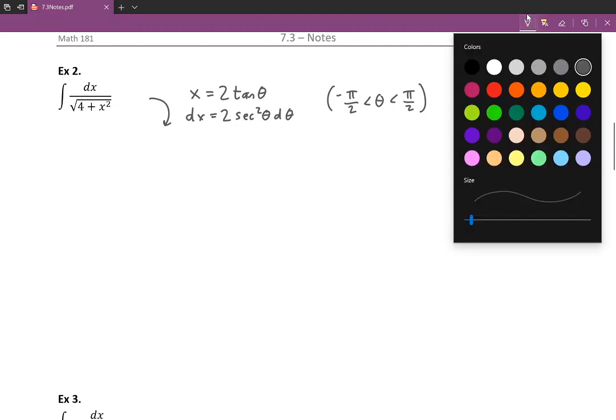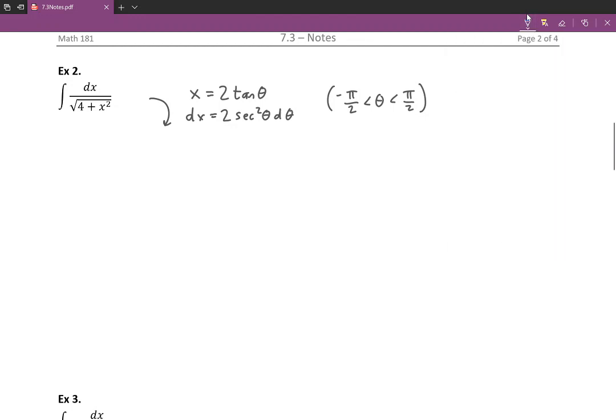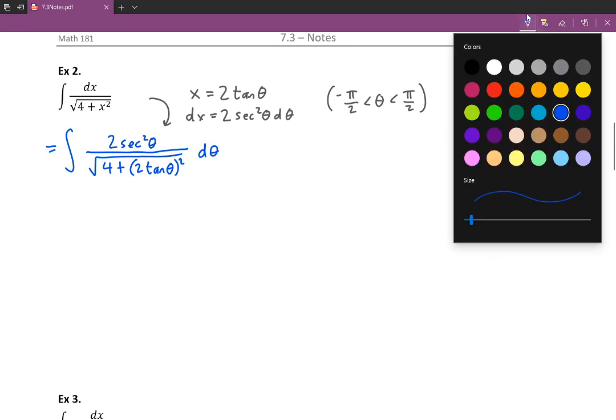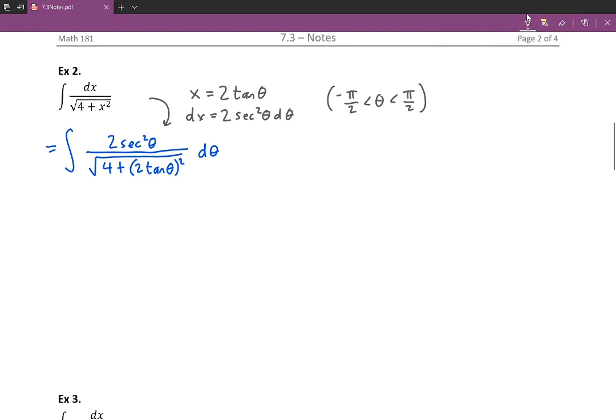Alright, we'll go ahead and switch to blue. And on the bottom, we're going to have the square root of 4 plus 2 tan theta squared. Now the dx is going to become 2 secant squared theta. We'll just stick the d theta over to the right, just to make it look nice. Now the whole thing about doing the trig substitution again was to collapse the radical. Let's do that work off to the side.